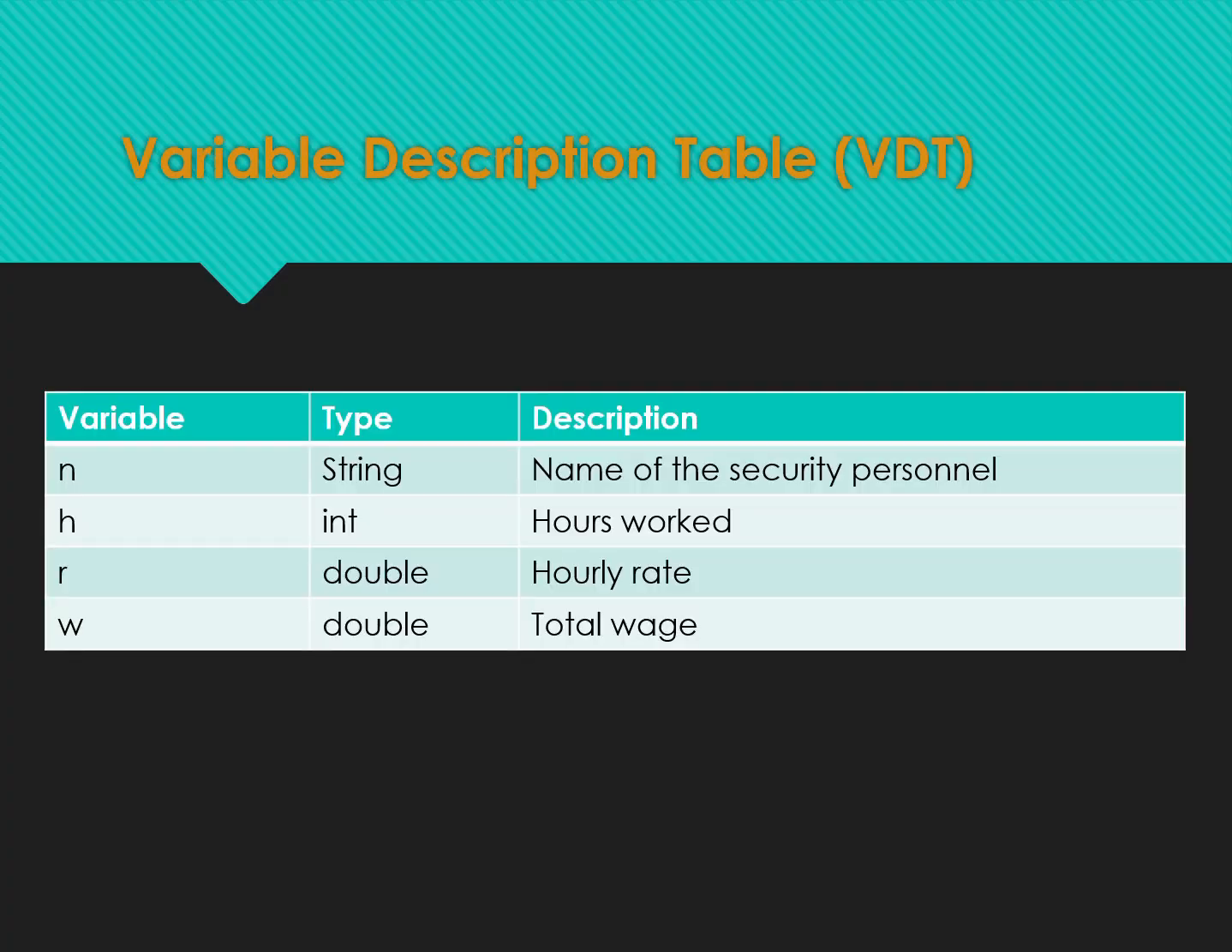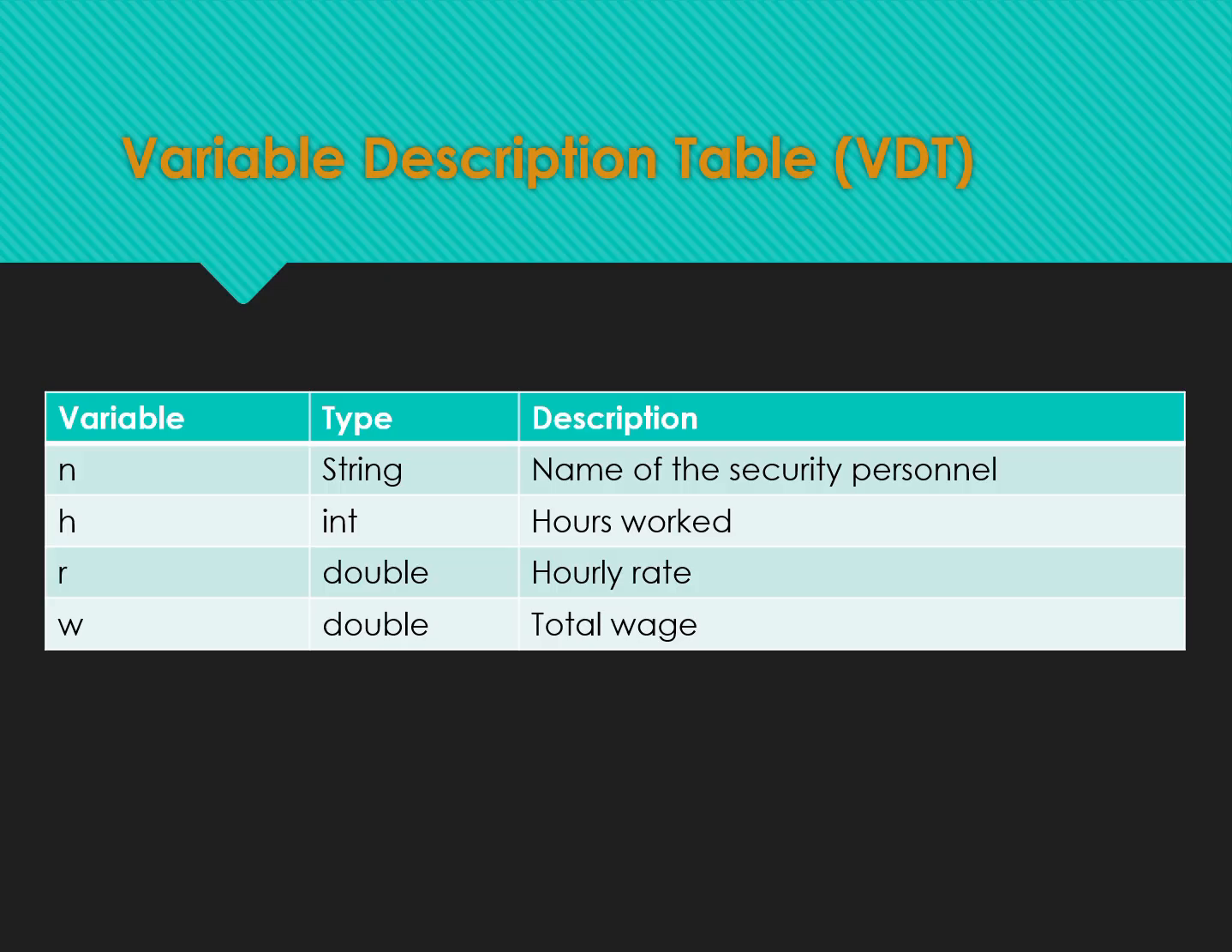Let's take a closer look at the variable description table, or VDT, which helps us clearly understand the purpose and data type of each variable used in our Java program. 1. The first variable is n. This is of data type string and is used to store the name of the security personnel. Since names usually include text, we use string to handle alphabetic characters.